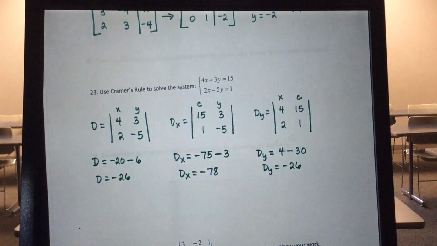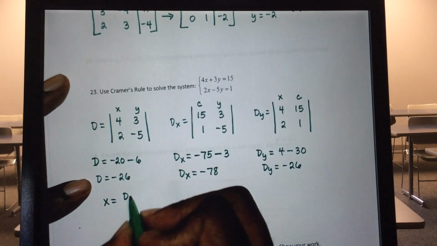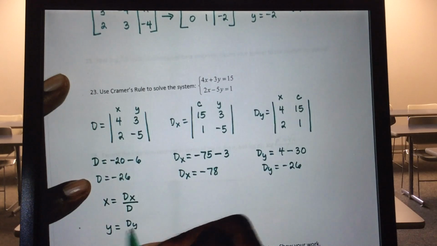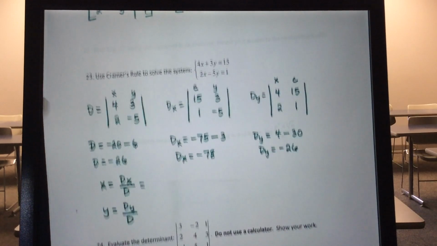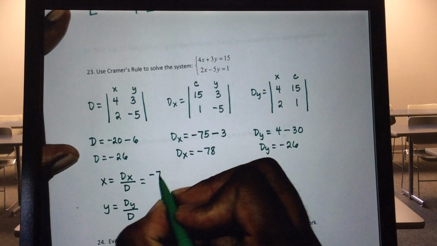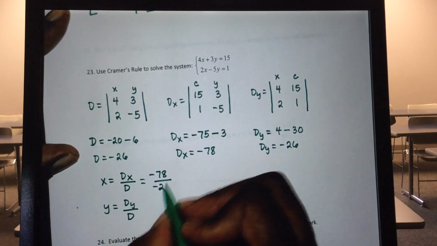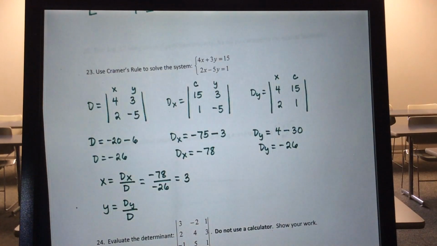So I have D, D sub x, and D sub y. The next step will be to find out what x and y is. Your x is always going to be D sub x divided by D. The y will be D sub y divided by D. So to find out what x is, D sub x divided by D, D sub x is negative 78 divided by D, negative 26. Negative 78 divided by 26 would be 3. So x will be equal to 3.